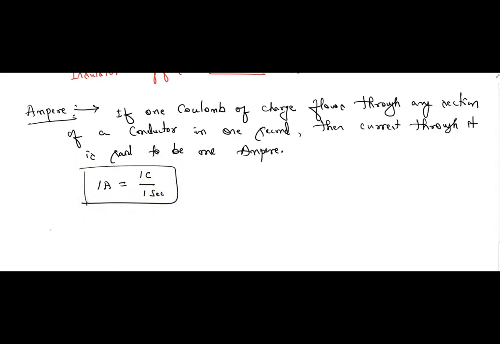Now the question is, what is coulomb? Children, I told you one thing about charge, right? The SI unit of charge is coulomb. Charge is denoted by the symbol Q and coulomb is denoted by the symbol C. You should not forget this.